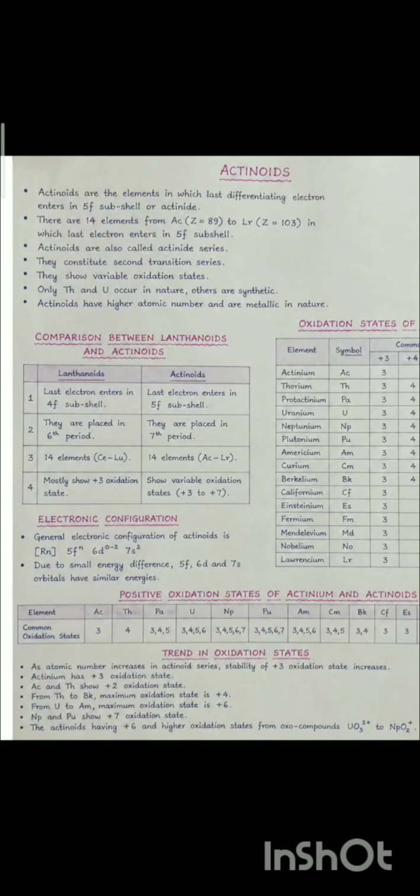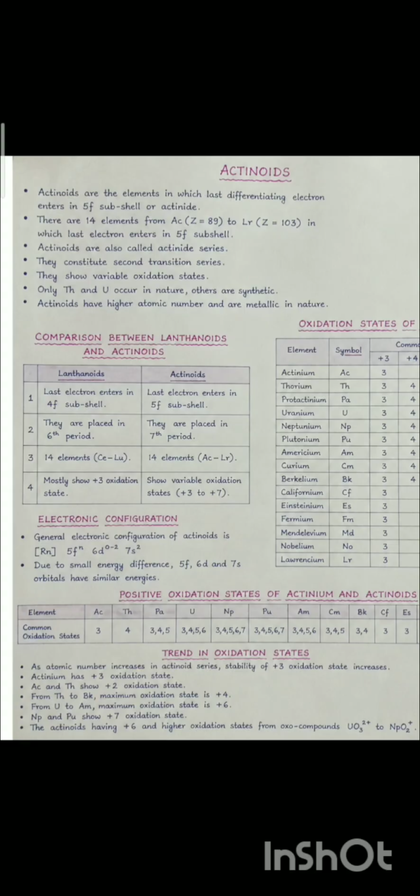Actinoids: the elements in which the last, that is differentiating, electron is entering the 5f subshell are called actinoids. The group of 14 elements from atomic number 90 to 103, in which the last electron enters the 5f subshell, are called actinoids. They are called actinoids because their properties are similar to actinium, which is the prototype in the series. These elements constitute the second transition series. They have identical electronic configuration in valence and penultimate shell. Only thorium and uranium are naturally occurring, whereas the remaining are prepared in the laboratory.